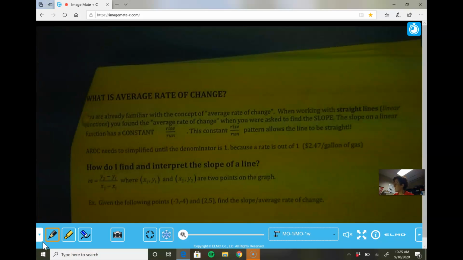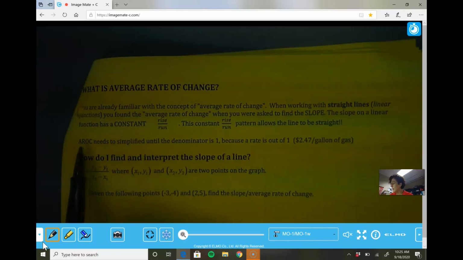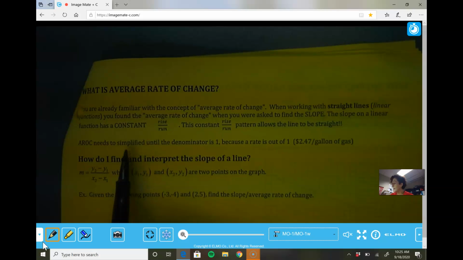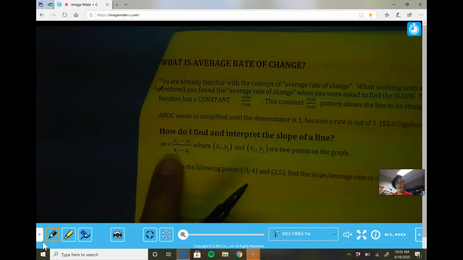So we are going to be finding the average rate of change, which is just your slope. One thing to note, an average rate of change does need to be simplified until the denominator is 1, because a rate is always out of 1. An example is when you get gas, this is $2.40 per 1 gallon. So we always have to get it to 1, and that's why we might need our calculator to do some of that division.